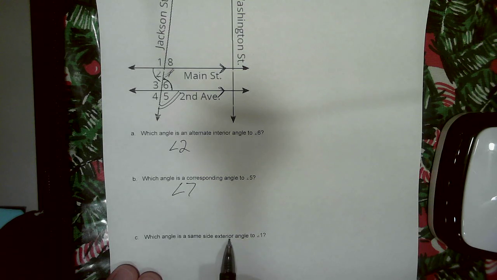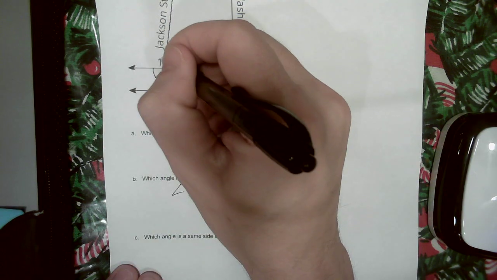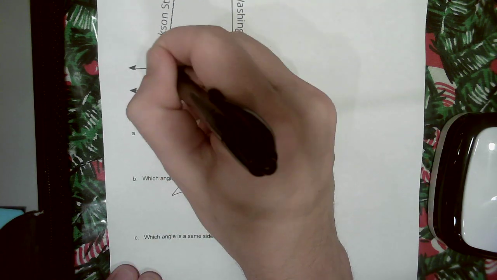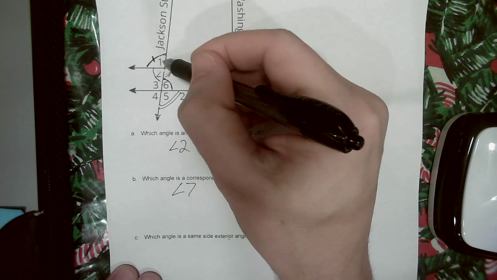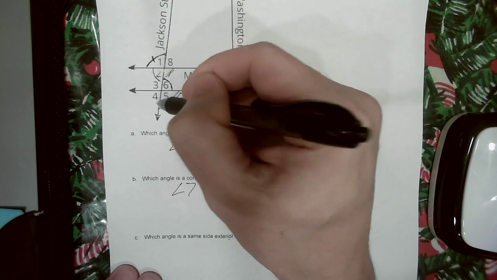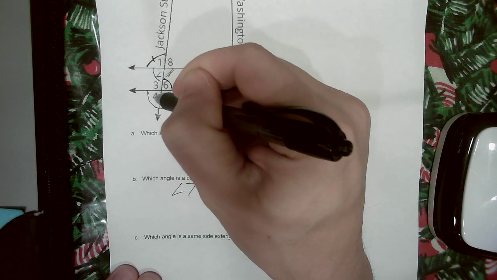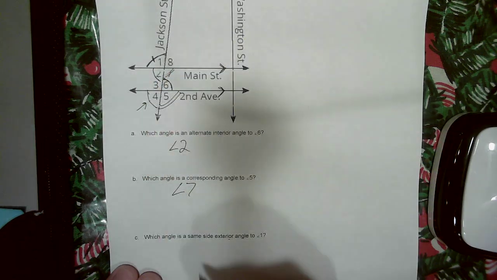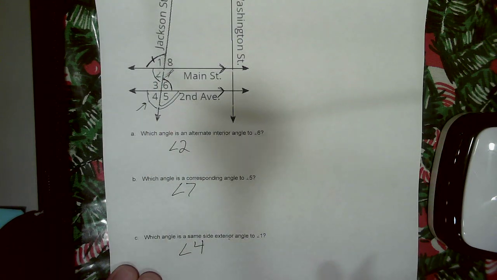Which angle is the same side exterior to angle 1? So angle 1, here's angle 1, same side of the transversal and exterior, 1 and 4. So I'm looking at this one right here, angle 4. You got to look at those vocab words very carefully.